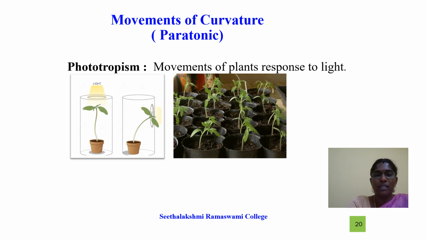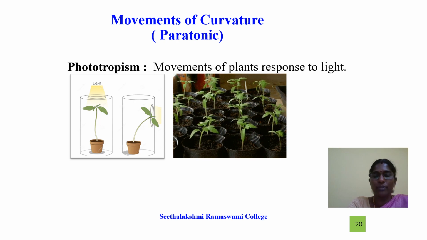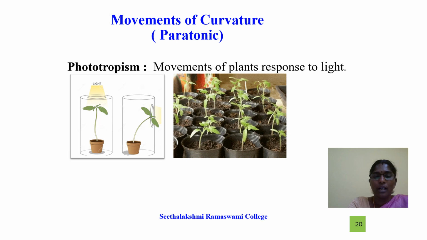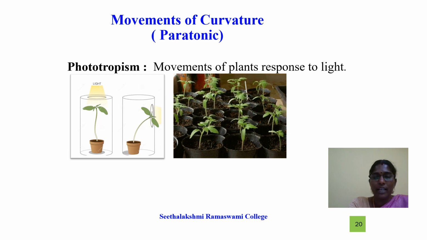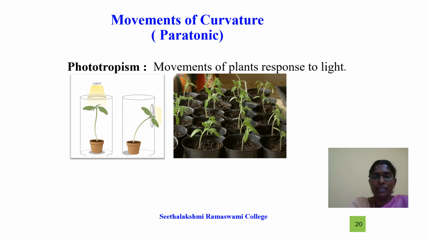Next, tropic movement is one of the phototropic movements. The growth movement occurs in response to the external stimulus of light. The best example is young potted plants. When young potted plants are kept in the window of a closed room, the plants move towards the source of light.